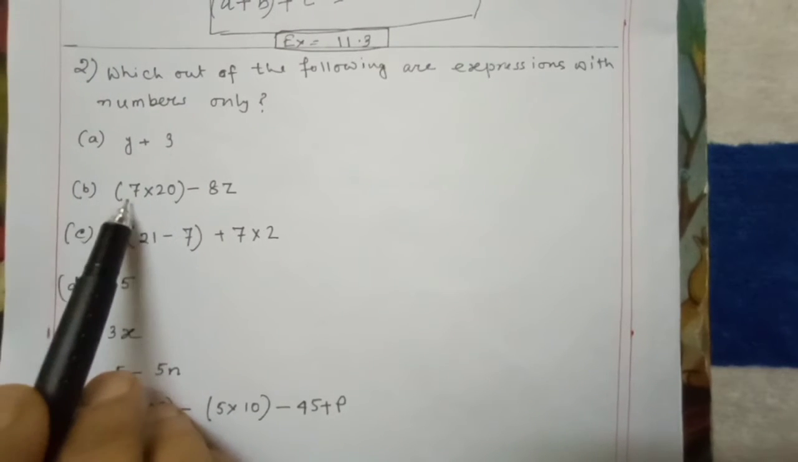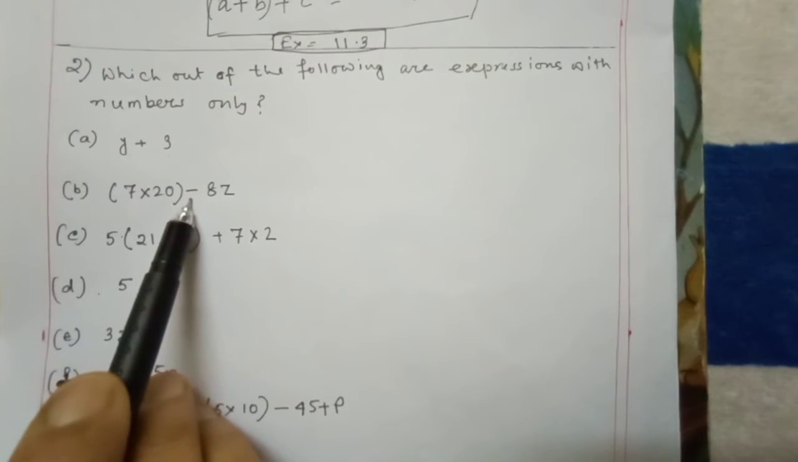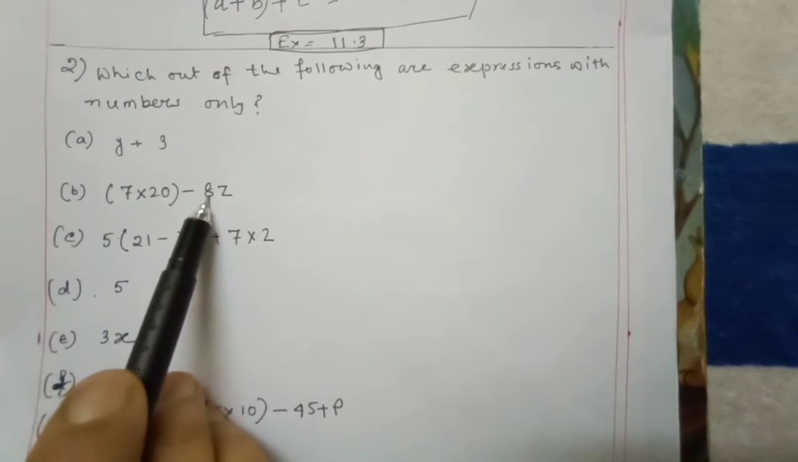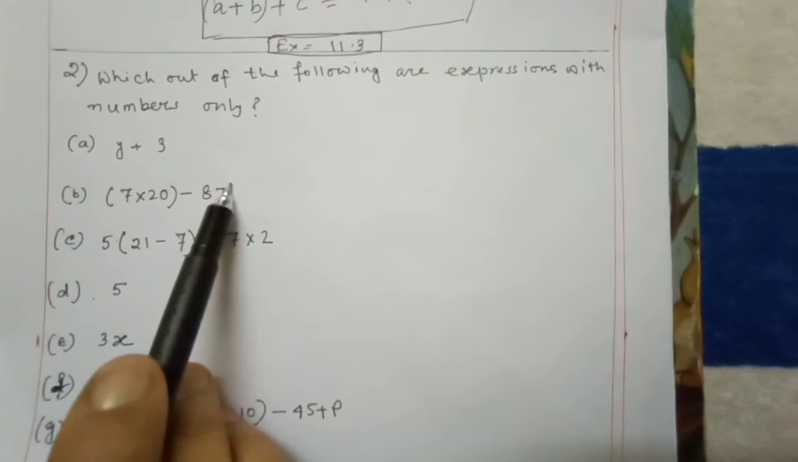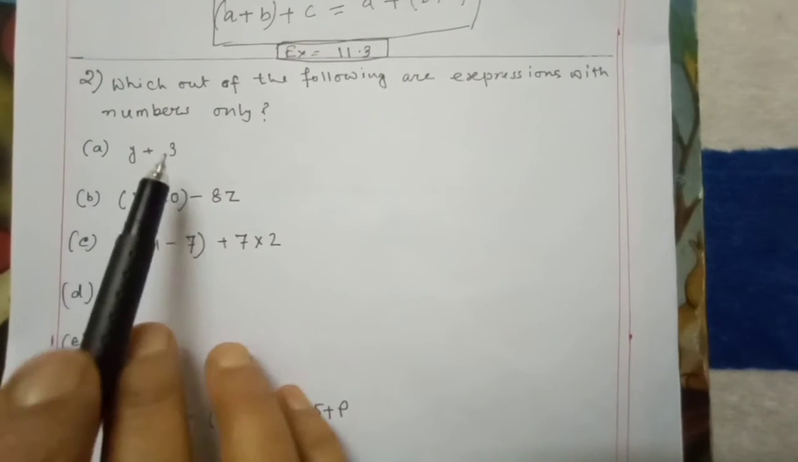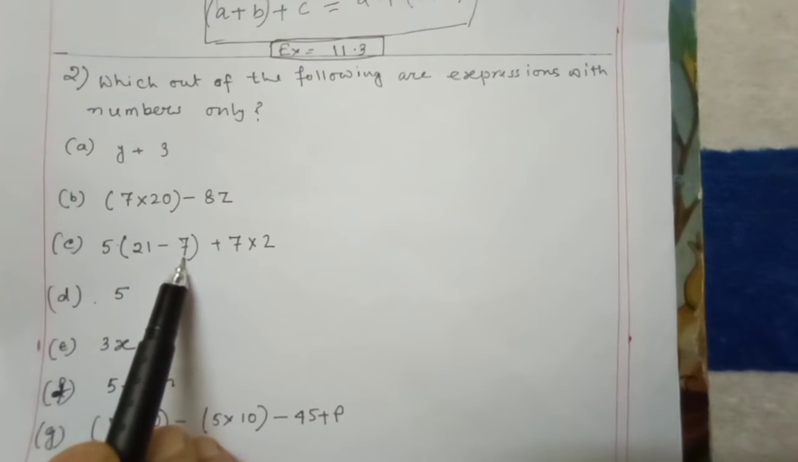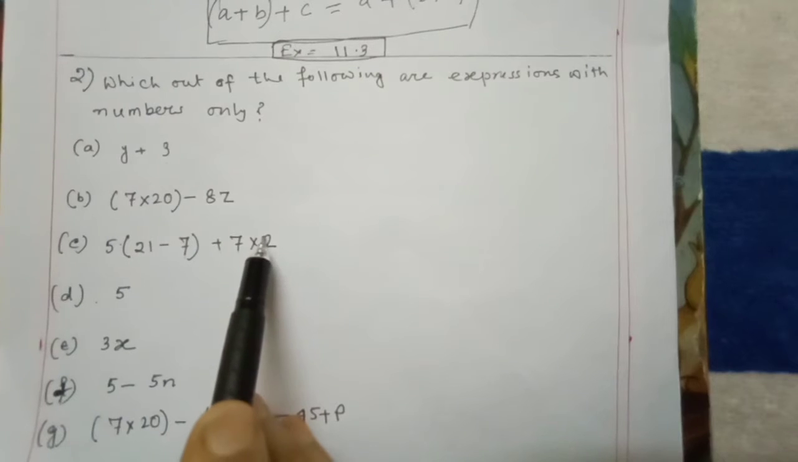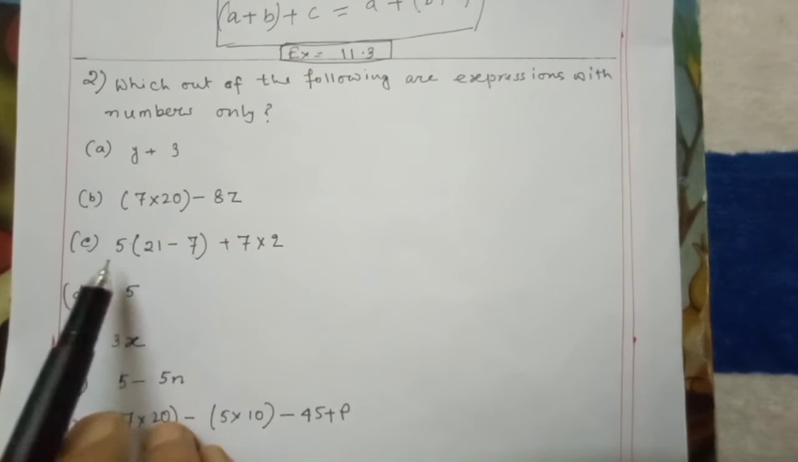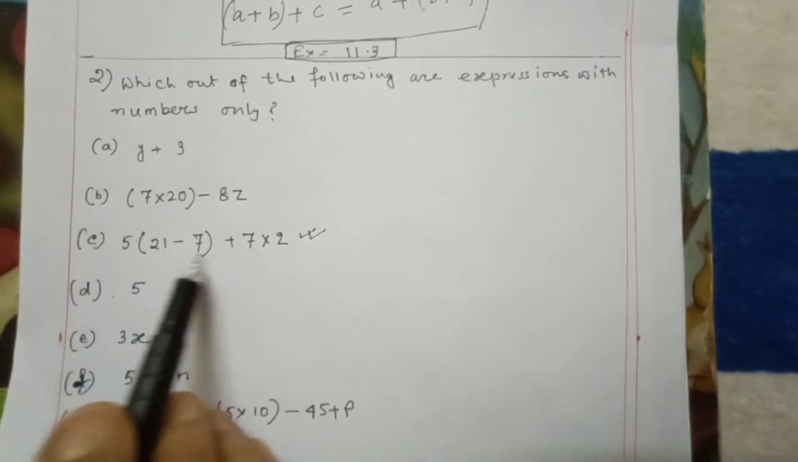Question B: 7 into 20, inside the bracket, 7 into 20 minus 8z. Up to there it was numbers only, minus 8, but this z is a variable, so it is not an expression with numbers only. So this is also not the same. Next question is 5 into 21 minus 7 plus 7 into 2. Now see here, no variables are there. So this is an expression with numbers only.